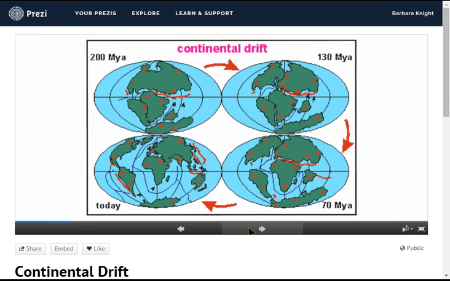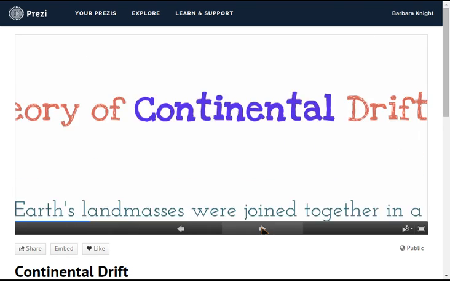So if we look at the formation and the breaking up of Pangaea 200 million years ago, this is what we believe the supercontinent looks like. All the land masses were very close together. Some were joined together. So 130 million years ago, it started to break up. 70 million years ago to our present day.